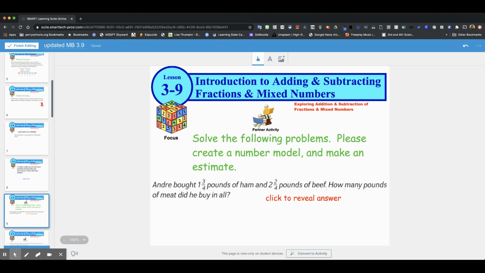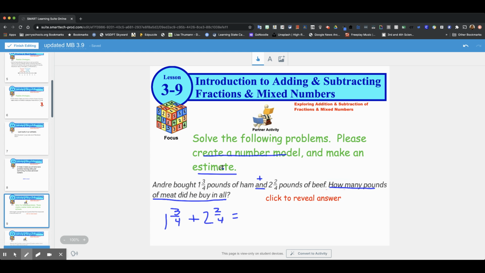Andre bought 1 3/4 pounds of ham and 2 2/4 pounds of beef. How many pounds of meat did he buy in all? So again, all we're doing right here is creating a number model and making an estimate. I see here that he bought, and I see this word and, so that tells me that plus sign. And then we have how many pounds of meat did he buy in all? So we have 1 3/4 of ham plus 2 2/4 of beef. We need to figure out in all.